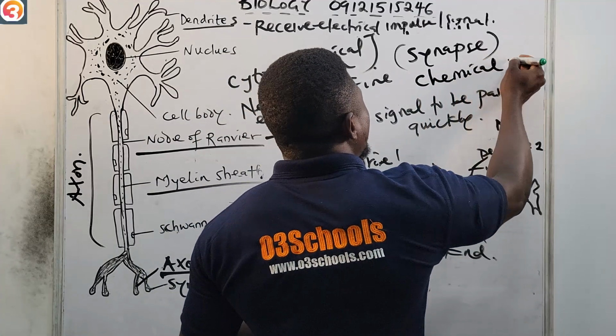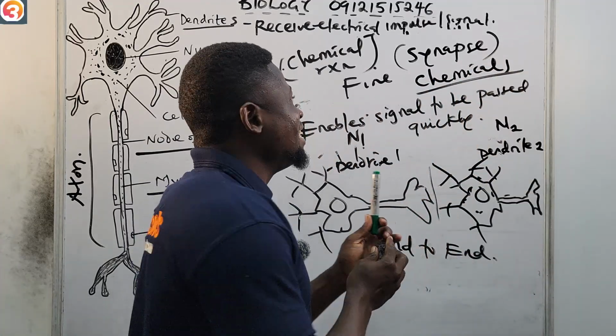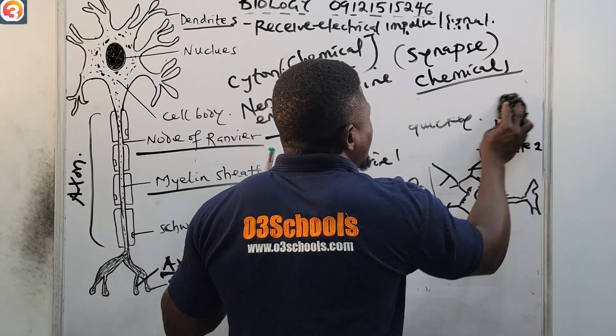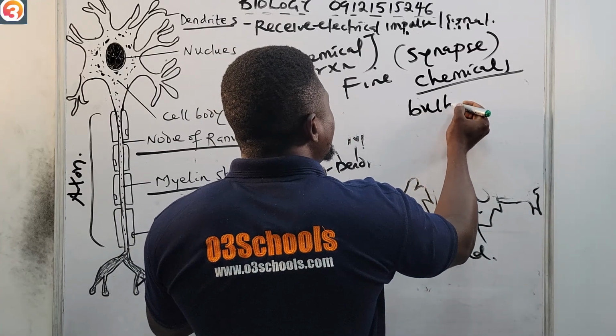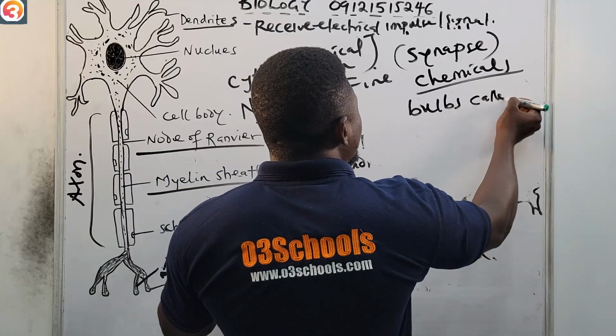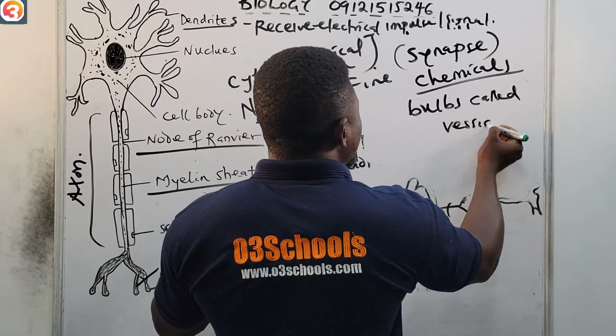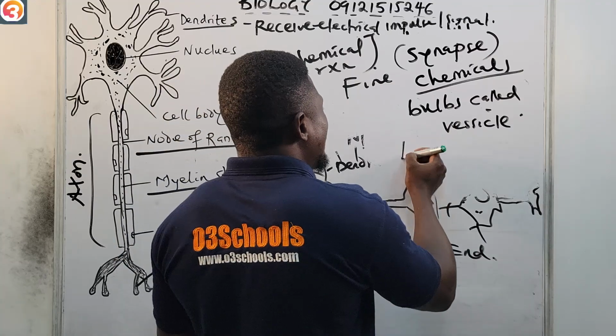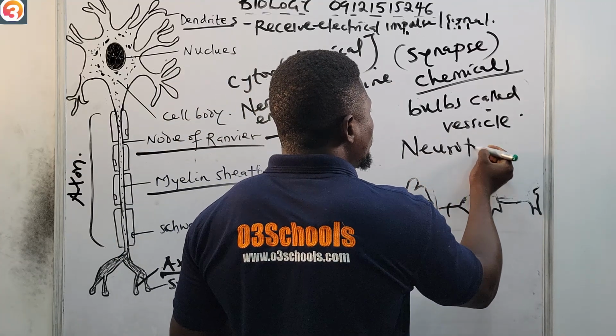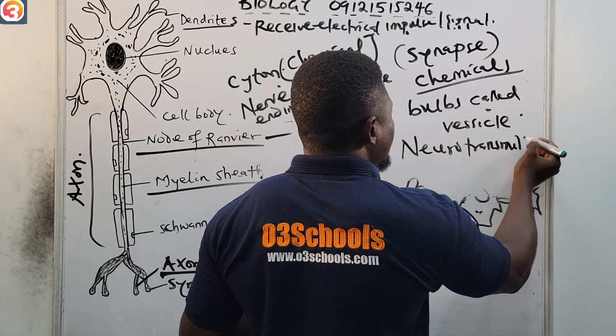What effectively happens is that there are chemicals present in small bulbs, which are called vesicles. And these chemicals are known as neurotransmitters.